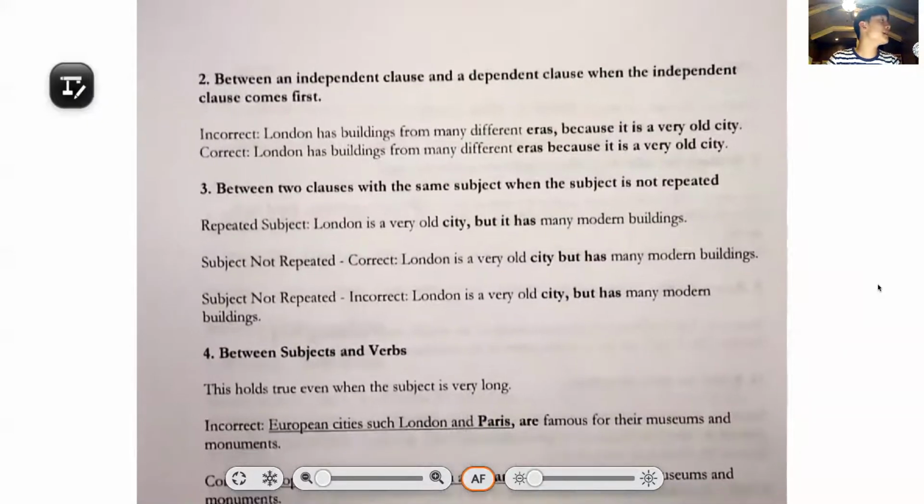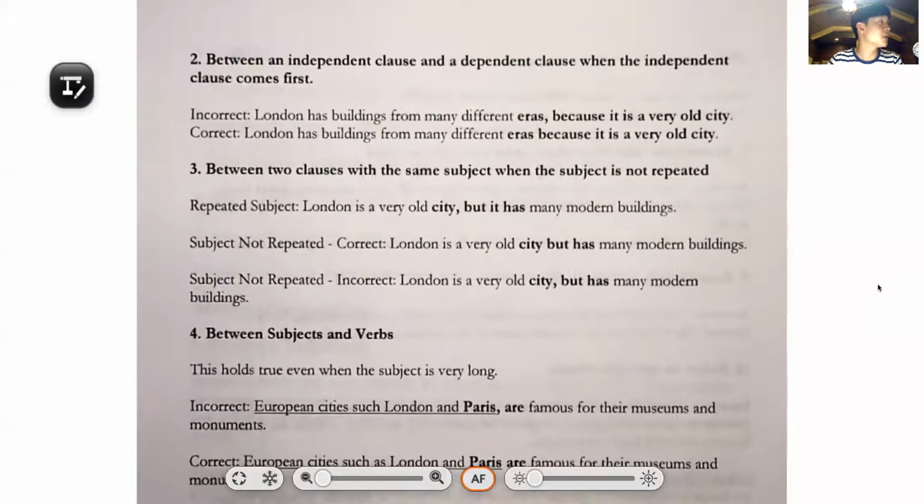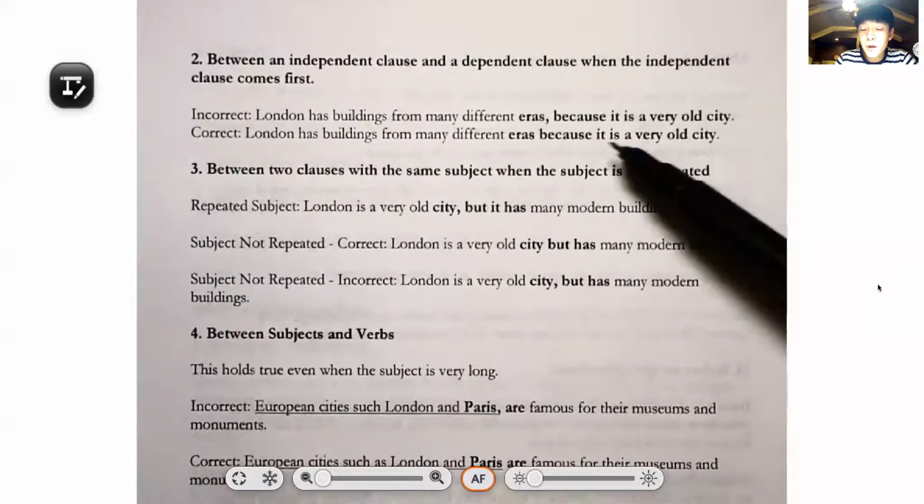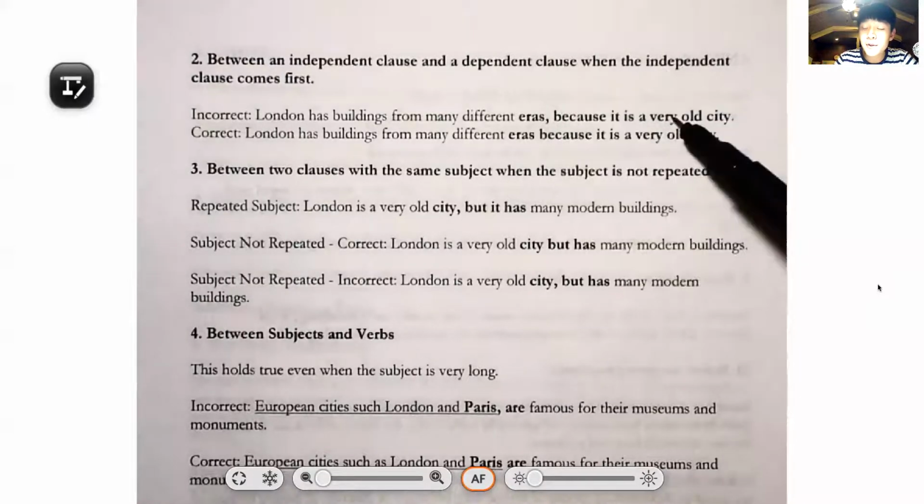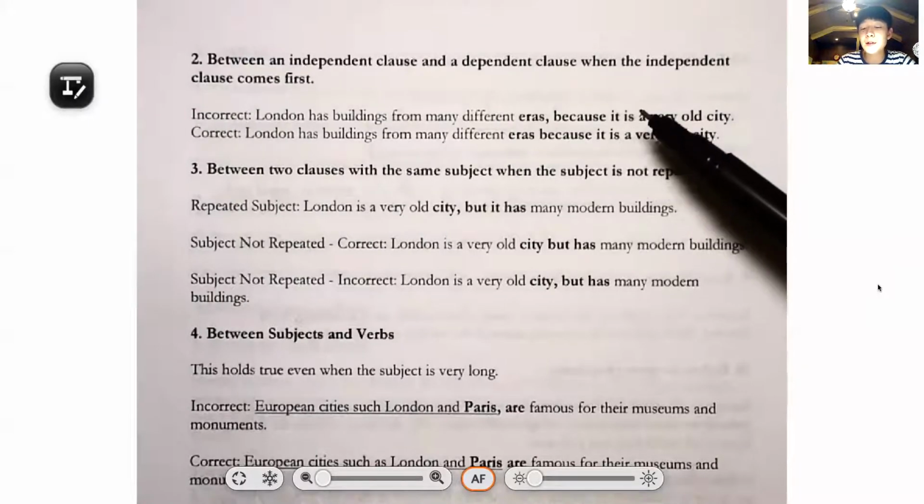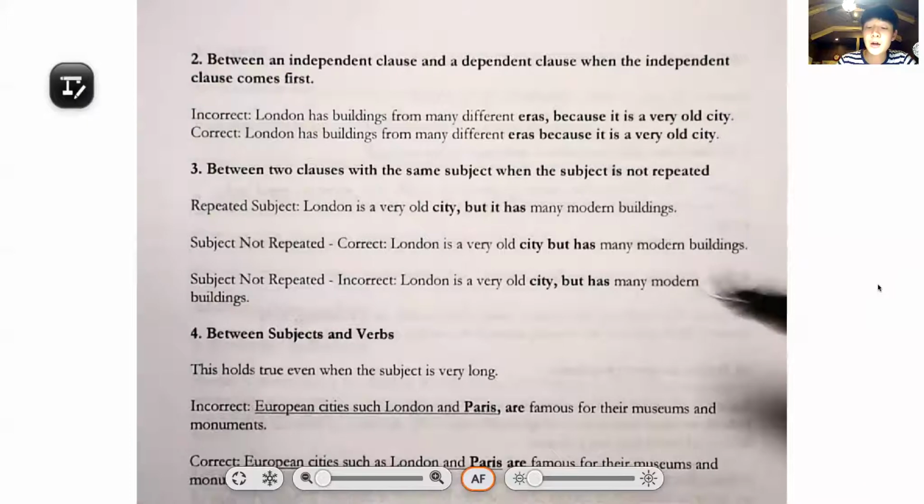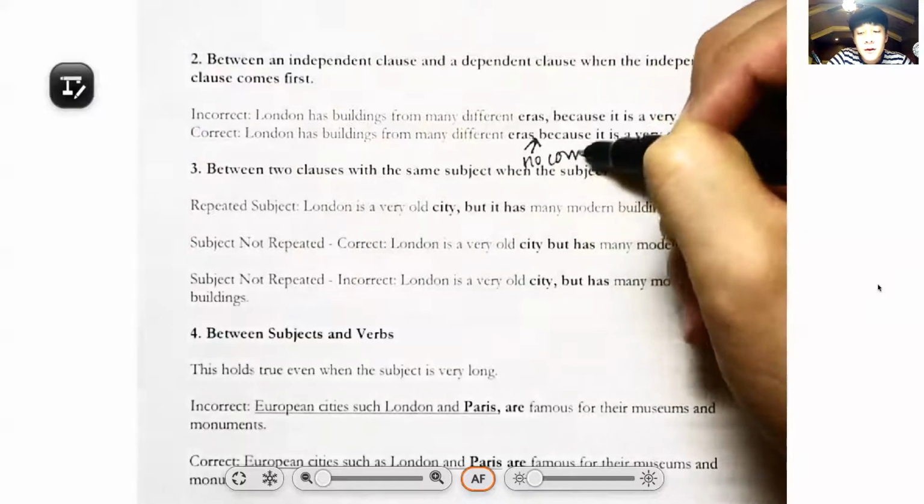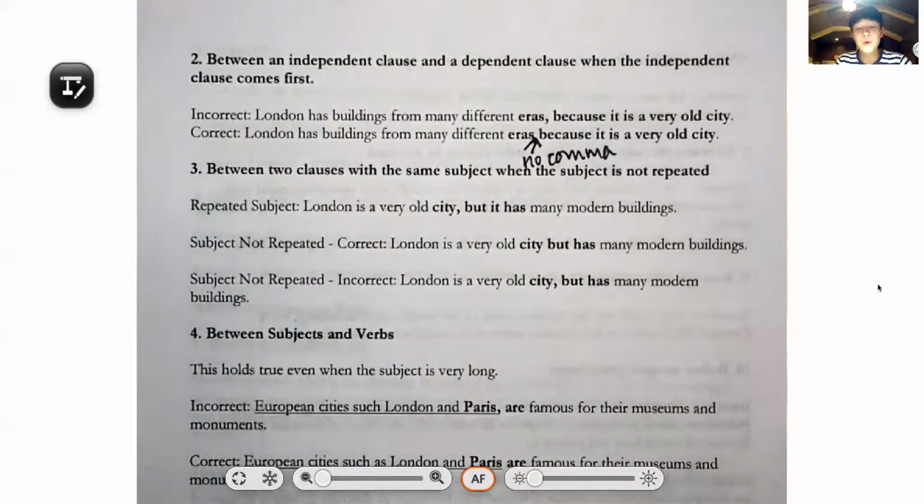Number 2, between an independent clause and a dependent clause, when the independent clause comes first. So you do not use a comma when the independent clause comes first. When the dependent clause comes first, you do use a comma. But when the independent clause comes first, you just simply use a subordinating conjunction without a comma. You'll see there's no comma right here in the correct version. So when the independent clause comes first, you can just follow it by a subordinating conjunction and then a dependent clause.